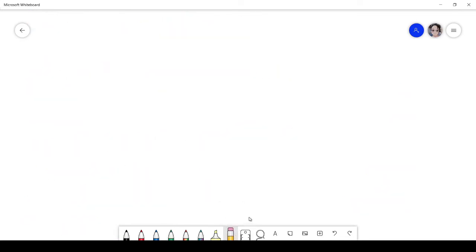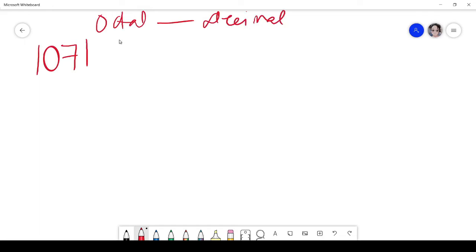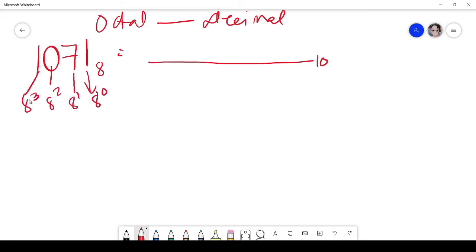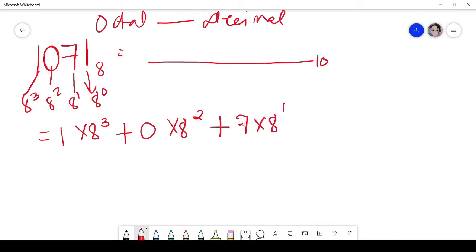Let's say, for example, you have a value of 4 digits, 1071. It's still octal to decimal. Same procedure, same process. This is 8 to the power of 0, 8 to the power of 1, 8 to the power of 2, and 8 to the power of 3. Now let's substitute: 1 times 8 to the power of 3, 0 times 8 to the power of 2, 7 times 8 to the power of 1, and 1 times 8 to the power of 0.